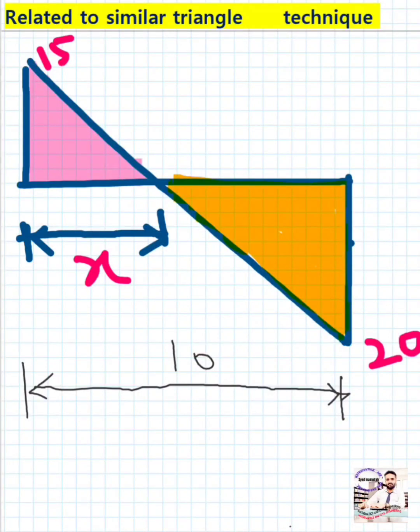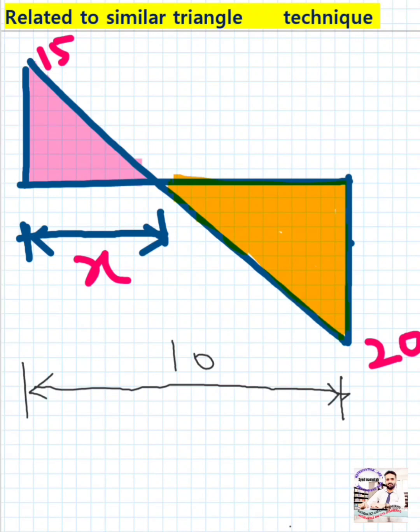In this lecture, we will understand the concept of similar triangle technique. In the last lecture, I explained what the similar triangle technique is, its basic definition. In this lecture, we will solve a problem to determine the base length of one triangle.